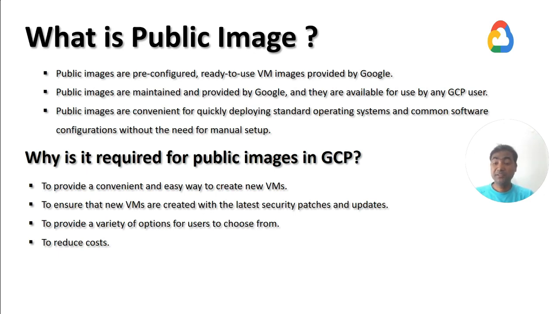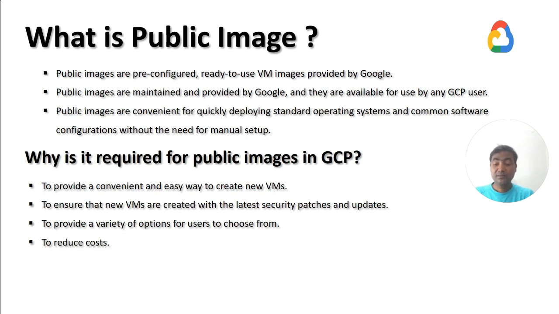Guys, public images are an essential part of the GCP ecosystem. They provide a convenient, secure and cost-effective way for users to create and manage their VMs. Public images are also required for certain GCP features such as Kubernetes Engine, Cloud Run, Cloud Functions and more. Kubernetes Engine allows users to run their containerized applications in a managed Kubernetes service. Public images can be used to create the container images that are used in Kubernetes Engine applications.